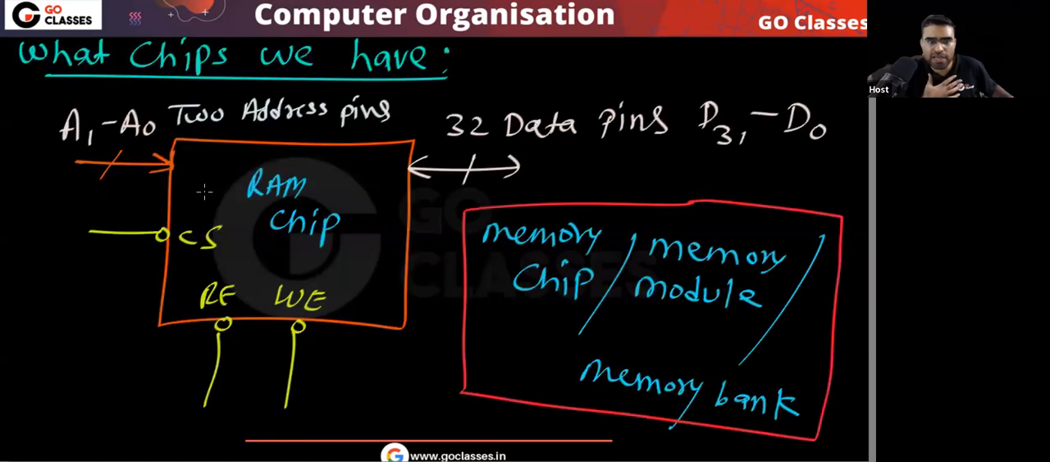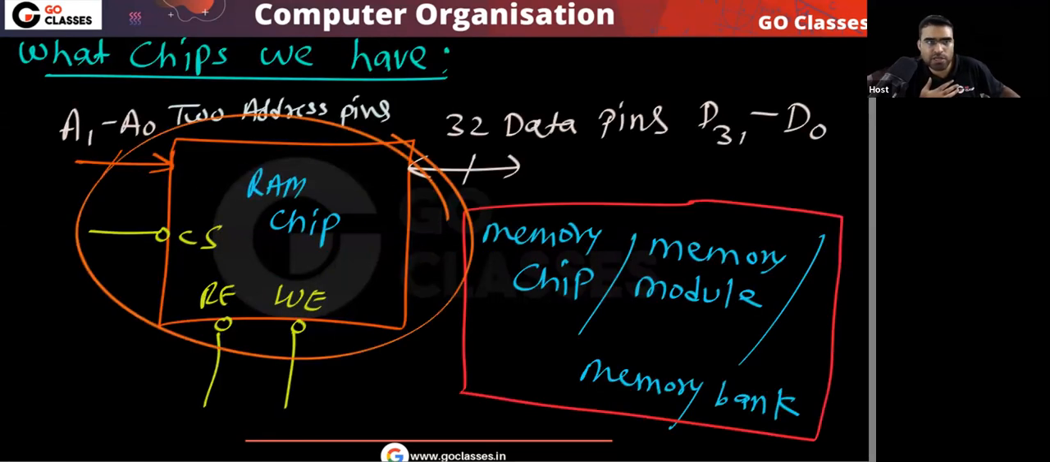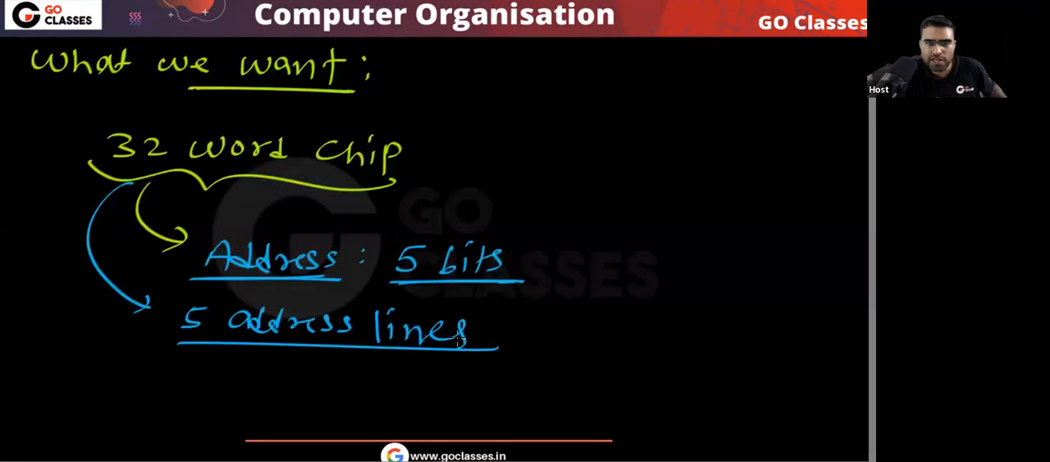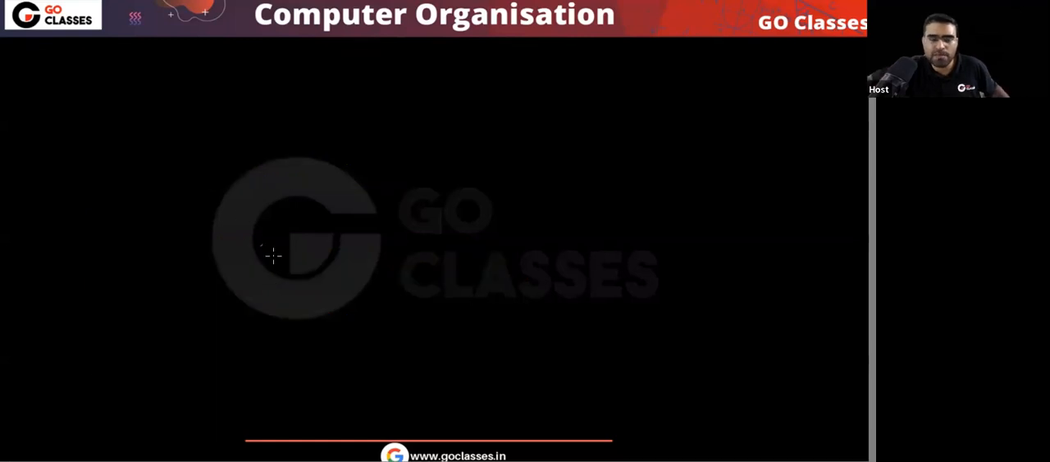But on my chip, the chips that are available to me, how many address pins do they have? The chip that is available to me has only 2 address pins. Yes or no? And in total, how many address pins do I want? I want total 5 address lines. Is this clear?